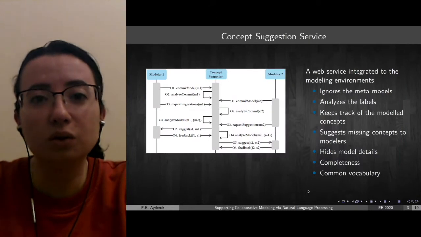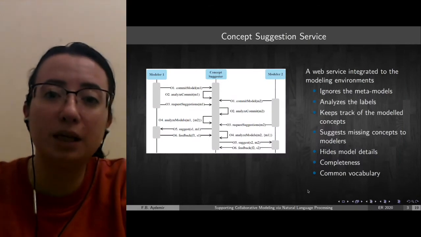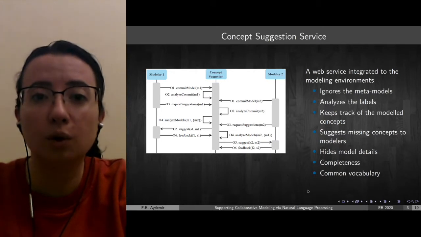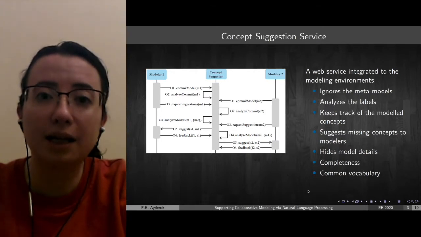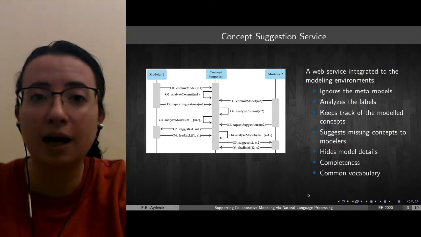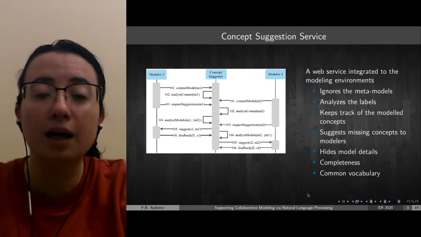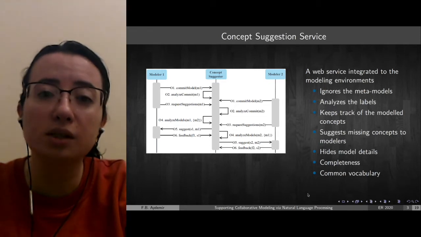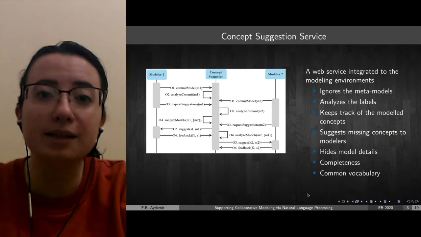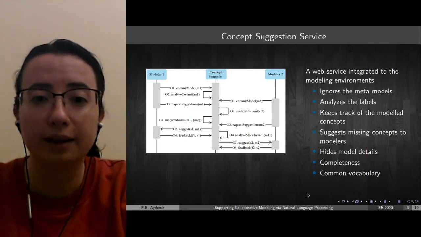So our solution to this problem is to design a web-based service to help model alignment and model completeness. The service does that by providing suggestions to the models when the modeler asks to get some suggestions, and a suggestion is a set of concepts to be included in the model. So what might be the next thing to model? You can think of a suggestion like this.